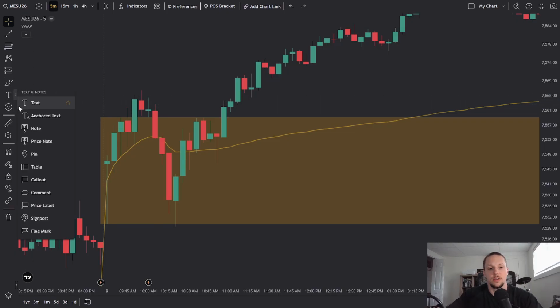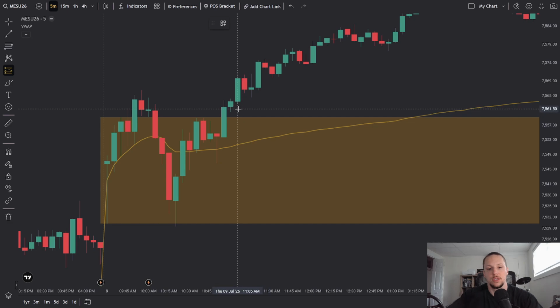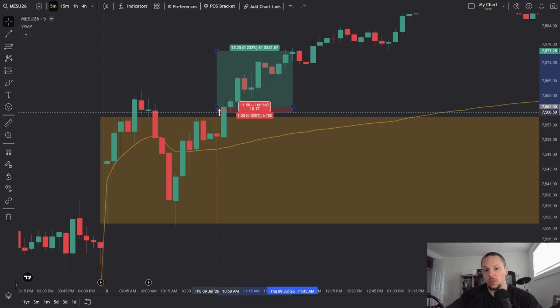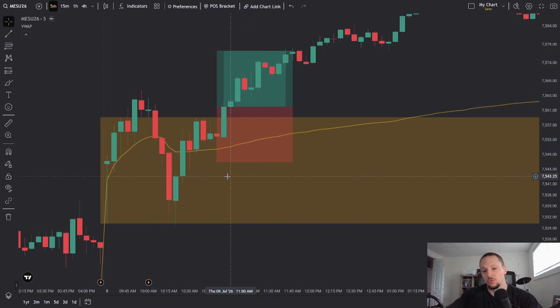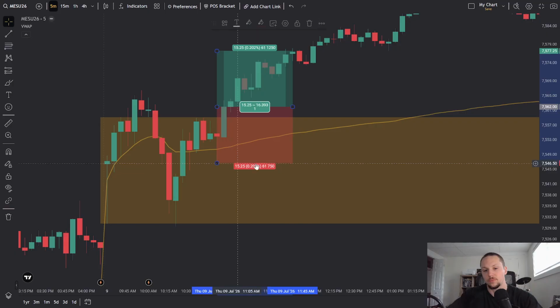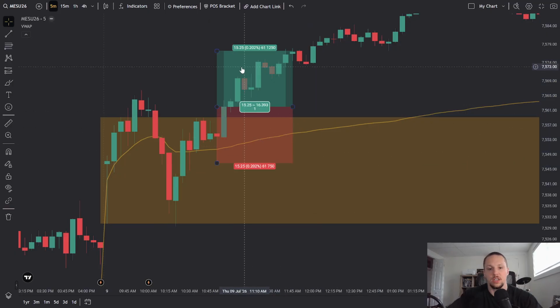So how I entered this is I took my long position. I entered on the close of this 5-minute candle. I always enter on only the close. My stop loss was pulled down to the bottom of that previous little retest of the opening range for a 15 and a quarter point stop loss.